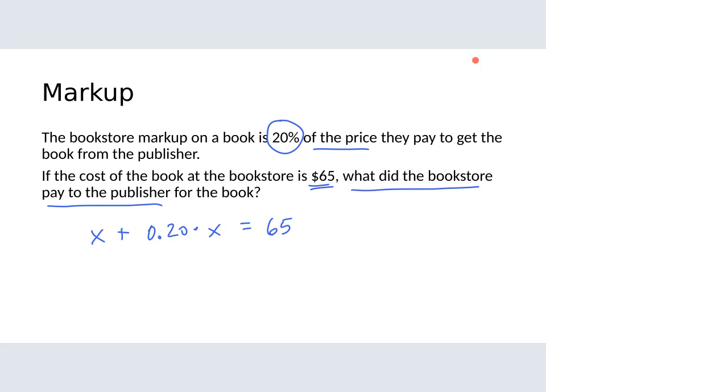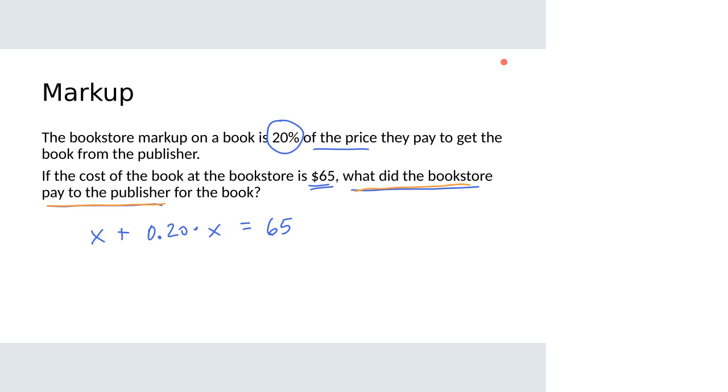I'm going to walk back through that one more time. So the cost at the bookstore is $65. That's what they're going to sell it for. And how they arrive at that number is they take whatever it is that they paid to the publisher, we're calling that X, and then they add 20% on top of that. And it's 20% of whatever they paid. So here's whatever they paid, we're going to add 20% of whatever they paid, and that's how we're going to arrive at the $65. Let me know if there's anything in there that doesn't make sense or is challenging.